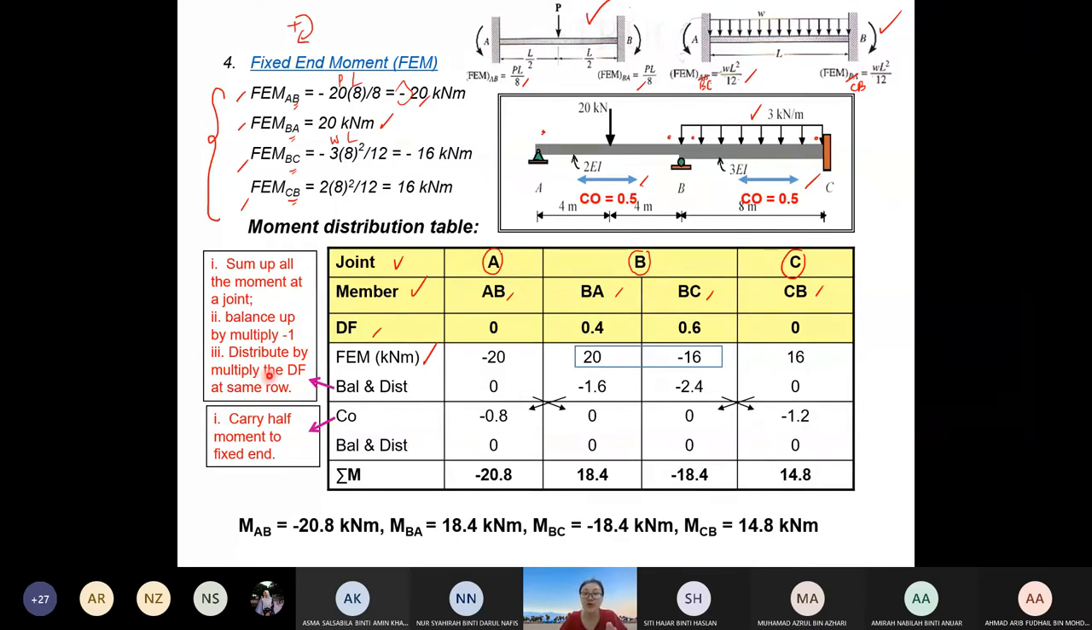Let's try again for joint B. Again, number one, we sum up all the moment at the joint. 20 minus 16, or 20 plus negative 16, it will be 4. After that, 4 we multiply by negative 1, so it will become negative 4. Then we distribute by multiplying the DF at the same column actually. Negative 4 multiply 0.4, you get negative 1.6. Negative 4 multiply 0.6, you get negative 2.4. Are you clear, class?